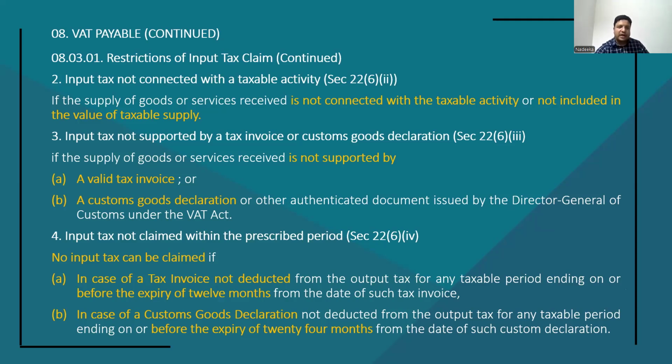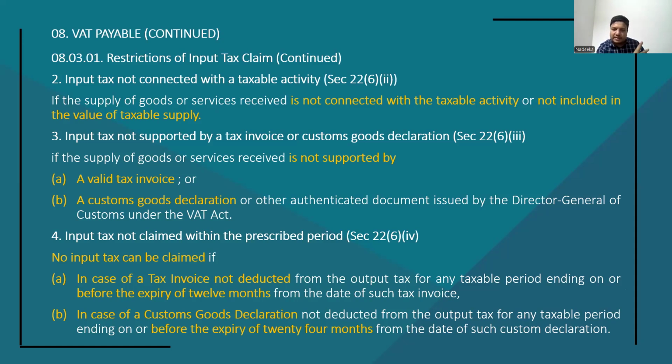Second restriction, input tax not connected with the taxable activity. If the supply of goods or services received is not connected with the taxable activity or not included in the value of taxable supply, the input VAT is not allowed to be deducted. Remember our classification: taxable supply of goods and services, non-taxable supply of goods and services. If your input VAT relates to your exempt supply or non-taxable supply, that input tax is not claimable. You can't deduct it from your output tax. But if it relates to your taxable supplies, then you can deduct it.